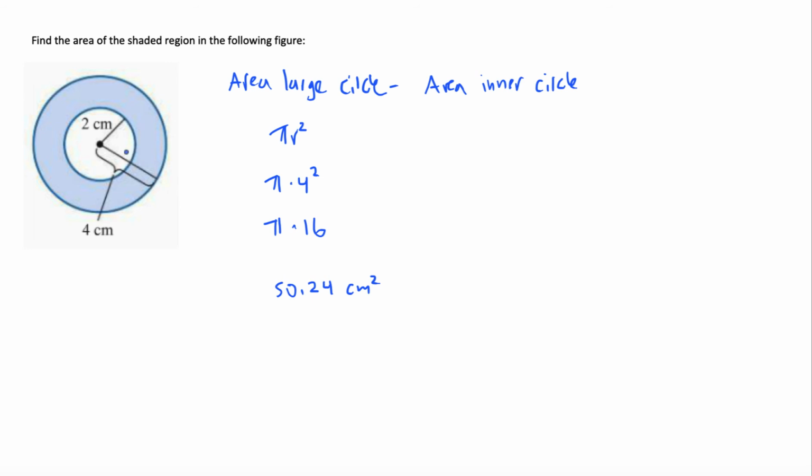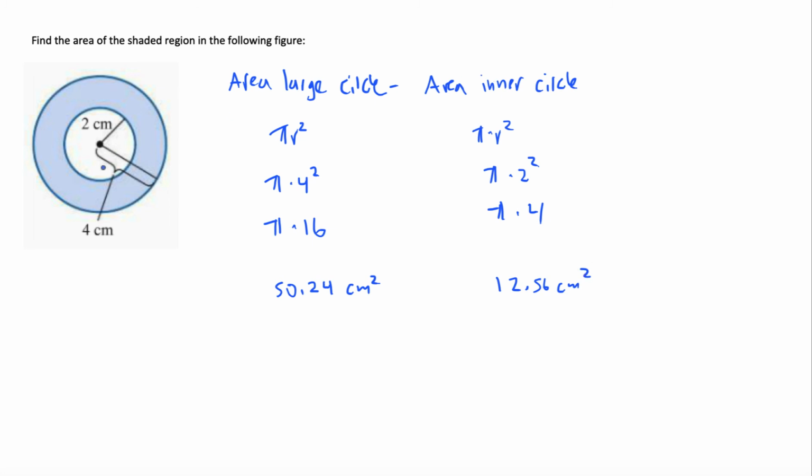Now, I do want to point out that even though the radius of the inner circle is half the size, it doesn't mean that the area is going to be half of this. Let's take a look. Pi times r squared. In this case, the radius is 2, so pi times 2 squared is pi times 4. That gives us 12.56 centimeters squared. That's the area of the inner circle.